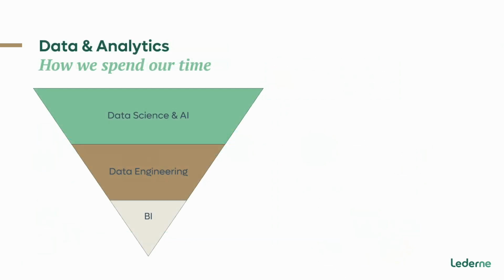So data and analytics in Lederne. How do we spend our time today? It's mostly data science and AI. We have roughly 25 AI models in production. You've seen 2 of them today. We have many more.